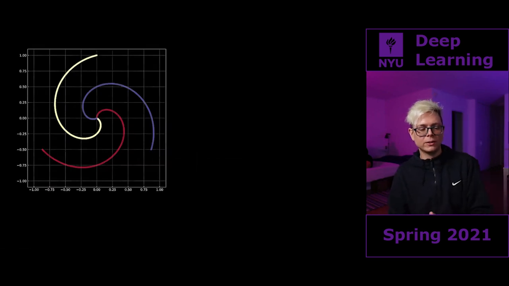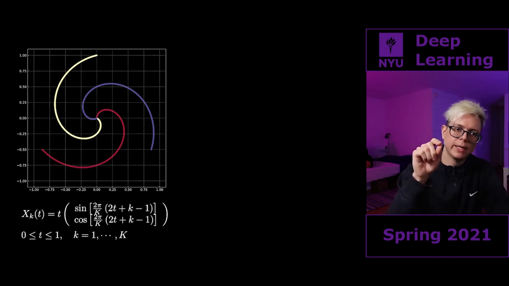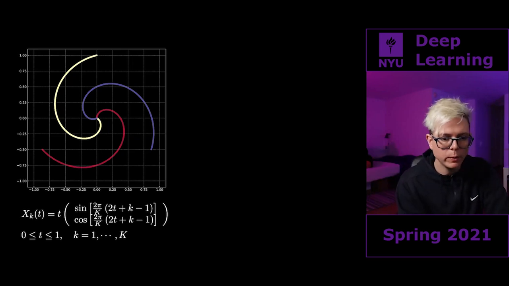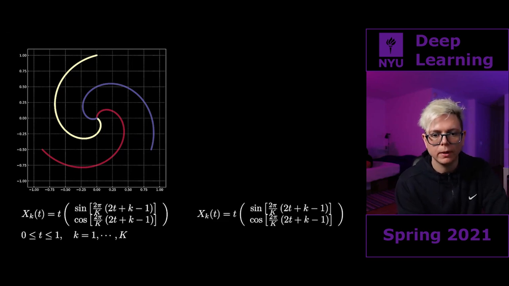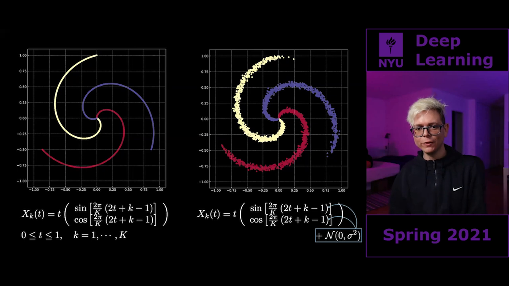Okay, so what is the outcome? What are we trying to do? Here I'm just showing you a few branches of a spiral, which I can draw by using the parametric formula I wrote down there. Then t goes from 0 to 1, right? So at 0 you're in the center, then you go to 1, which is the tail. And then you have capital K spirals. In this case, we have 3 of them. Let's make things a little bit more interesting, so we can add some noise there. And so you end up with this kind of more realistic data.